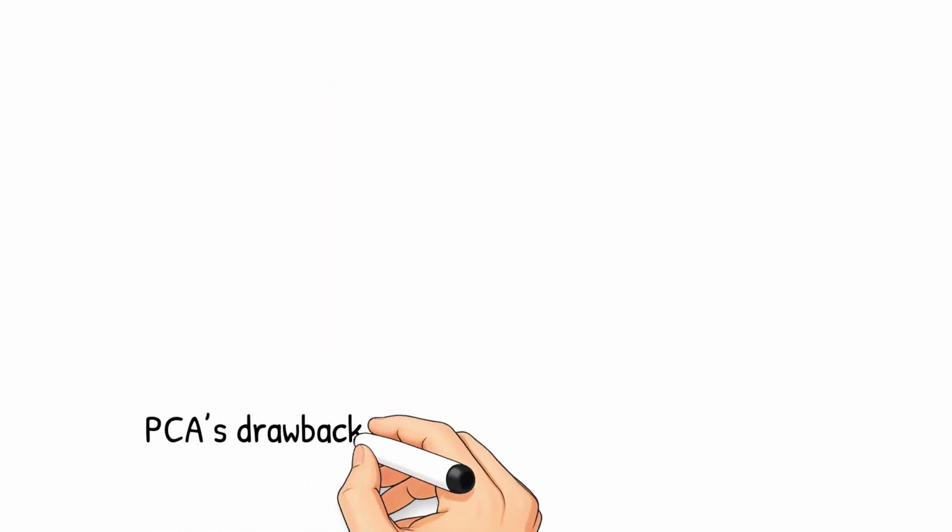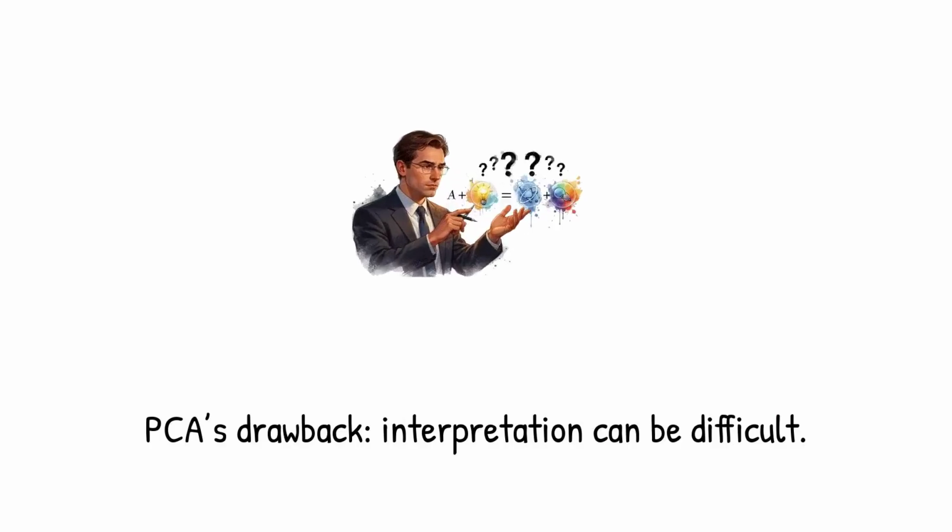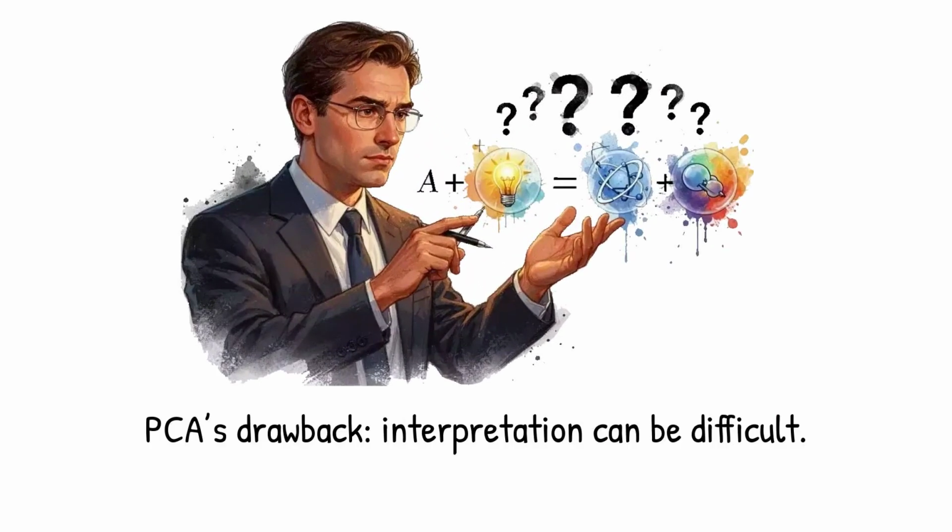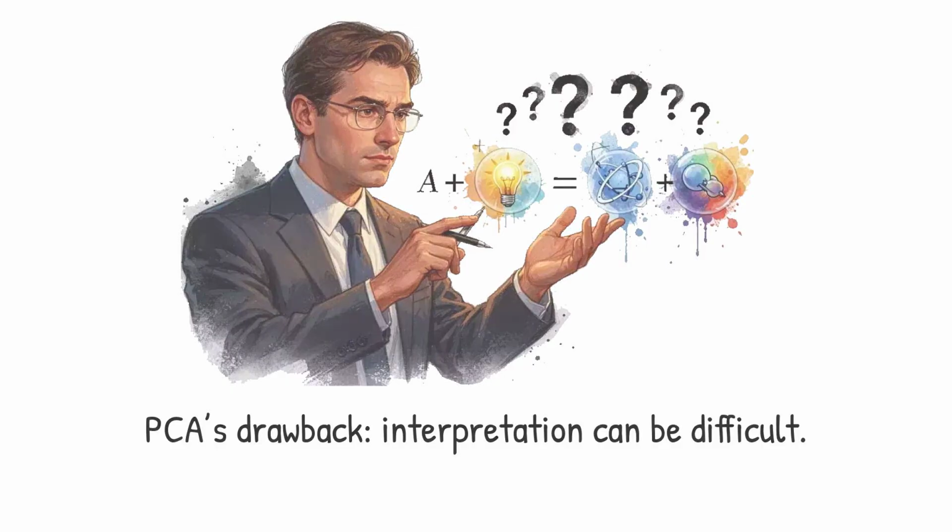The main drawback is interpretation. A principal component may combine several variables, so it may not have a simple real-world meaning. PCA also assumes that the directions with the most variation are the most useful, which is not always true.